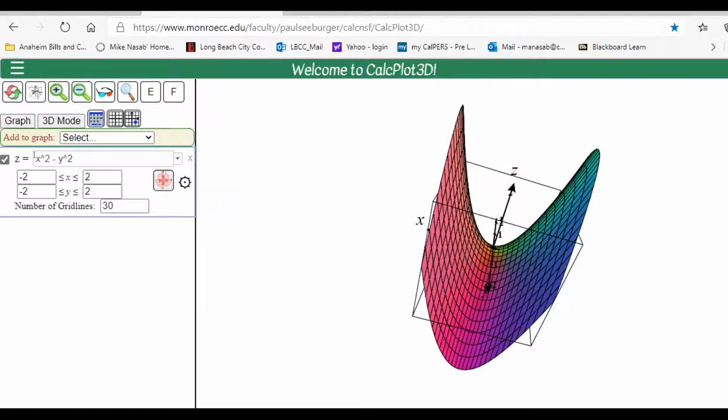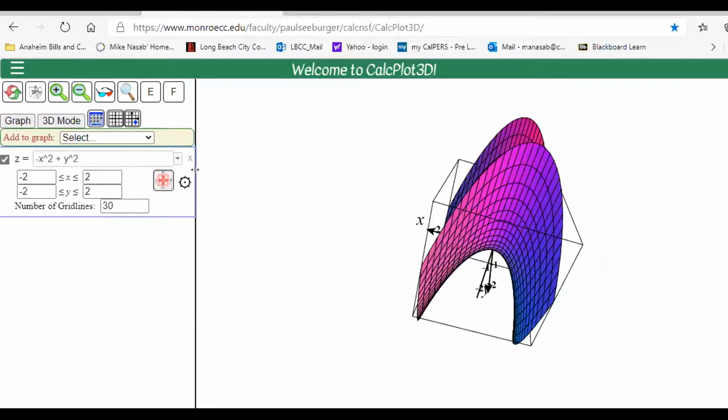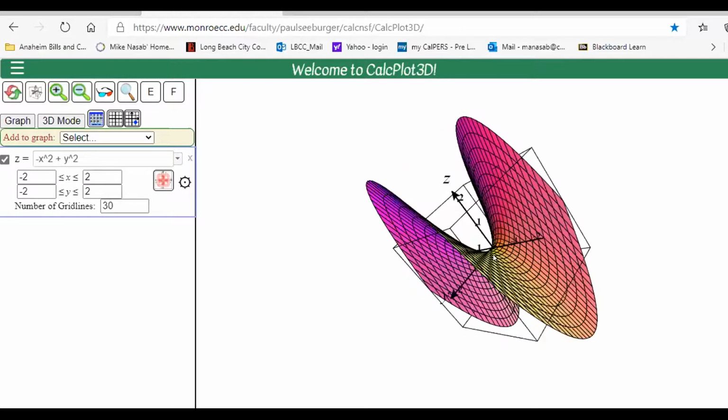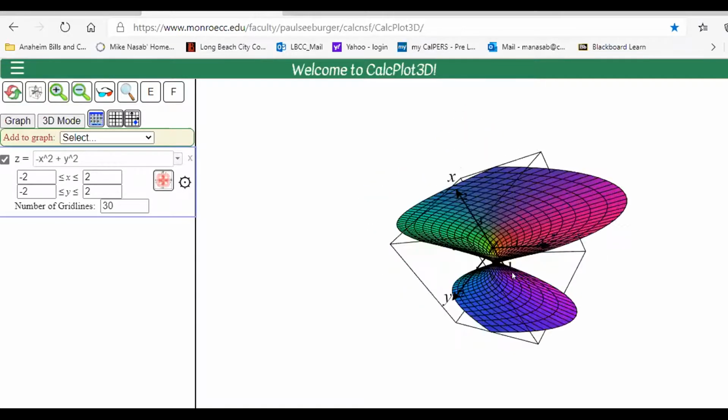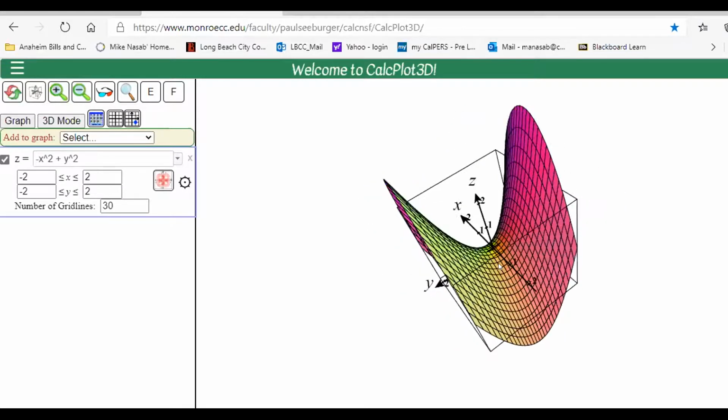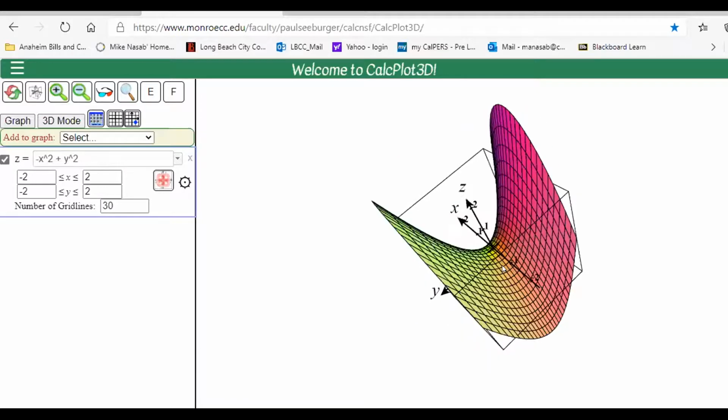Let's make sure it looks like our graph, which had minus x squared plus y squared. I don't know if you guys can see it. Do you see the saddle? Yeah. There it is.